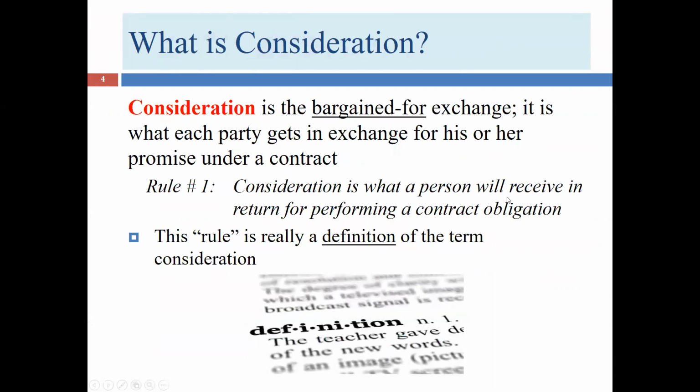Consideration is what a person will receive in return for performing a contract obligation. So of course, when we use the term person here, we mean contractor, person in the contract, right? Not just a random person, but somebody who has entered into a contract with somebody else. So we'll call this person a contractor, or another term for it would be a party to a contract.